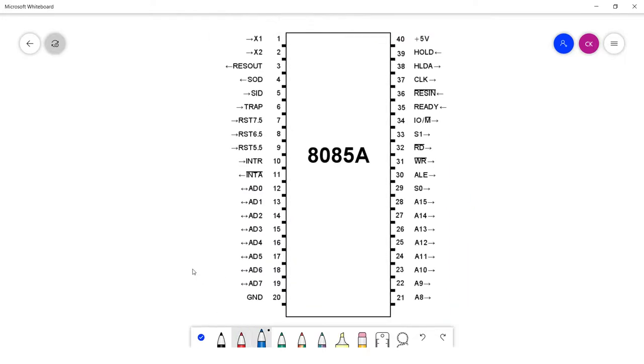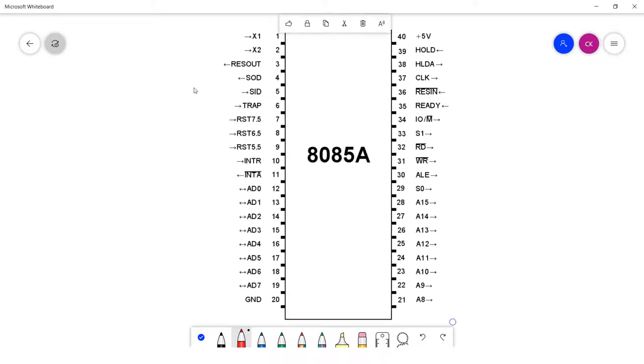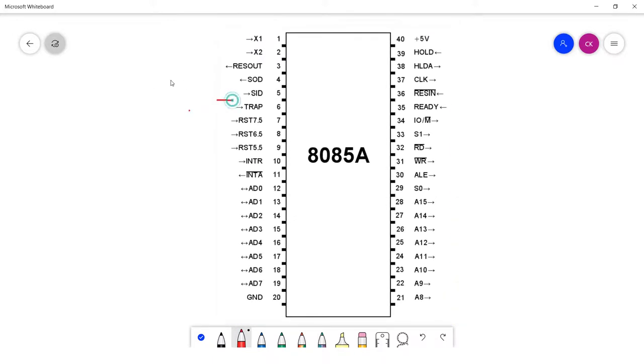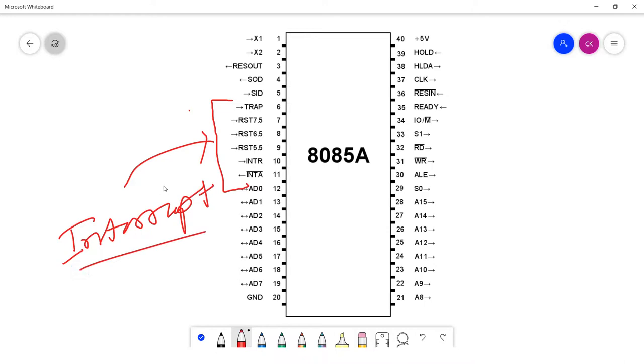So these are the pins from TRAP to INTA bar. They are used for interrupts: TRAP, RST 7.5, 6.5, 5.5, INTR and INTA bar. This is the reset in pin. This is reset out. This is hold and HLDA. This is used by the DMA.